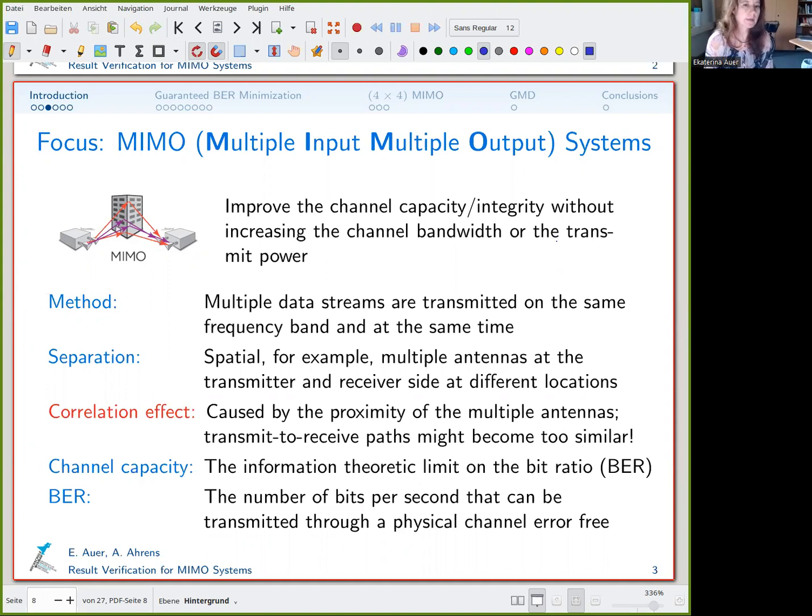We will compare the things for correlated and non-correlated channels, but how are we going to compare them? Well, one possibility to characterize the channel capacity is the information theoretical limit on the so-called bit error ratio, BER. And this characteristic describes the number of bits per second that can be transmitted through a physical channel error-free.